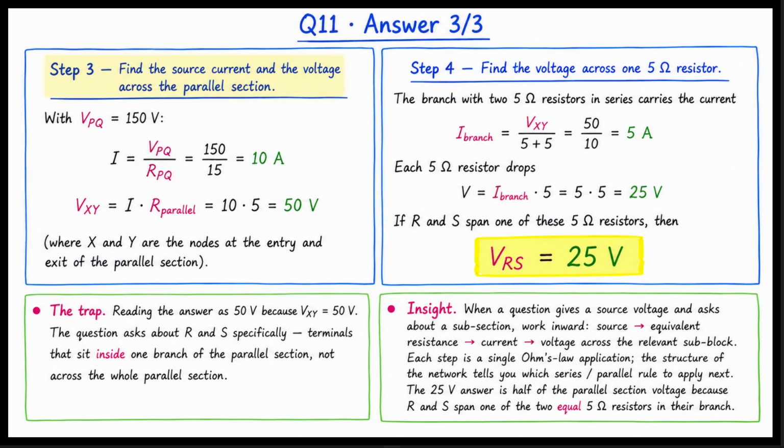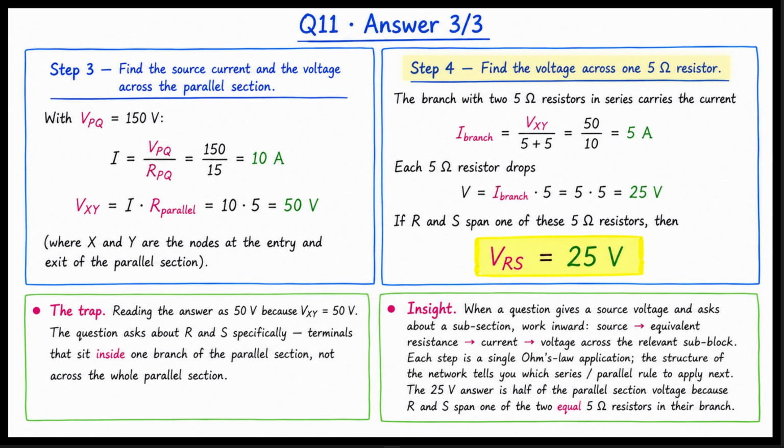Step 3. Source current and voltage across the parallel section. With VPQ equals 150 V and RPQ equals 15 ohms, I equals V/R equals 150/15 equals 10 amperes. The voltage across the parallel section is VXY equals I times R parallel, which is 10 times 5, equal to 50 volts.